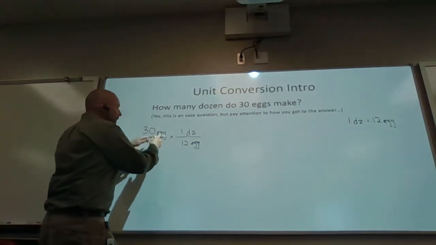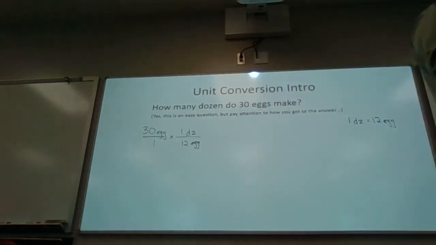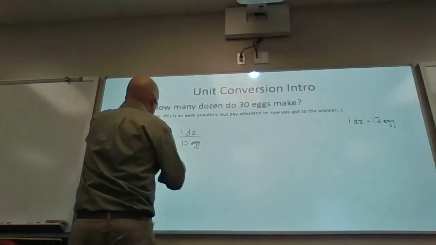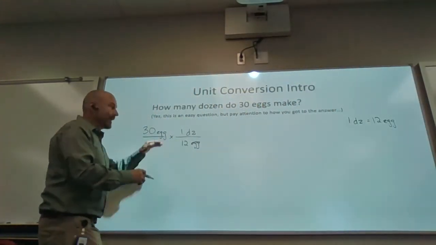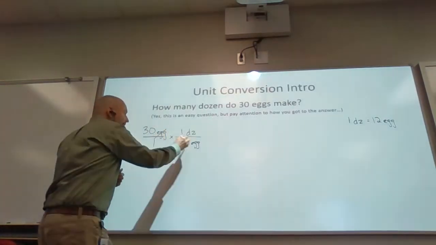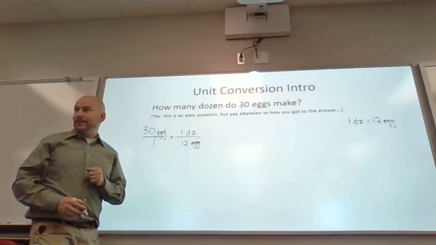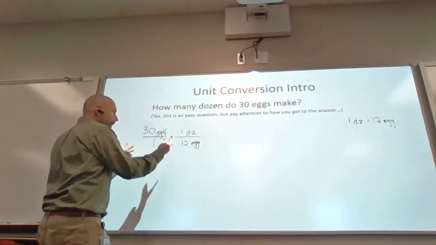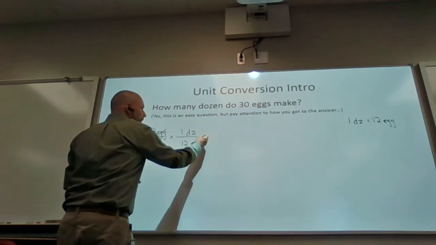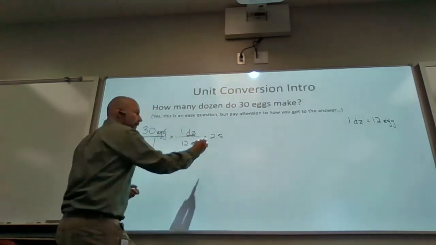So mathematically, whatever you do to the number, you also do to the units. Here, we're taking 30 divided by 12. We're also taking eggs divided by eggs. That's why they cancel out. Does that make sense? So in my calculator, I'm going to go 30 divided by 12, and that's 2.5. I'm left with the only unit left, dozens.